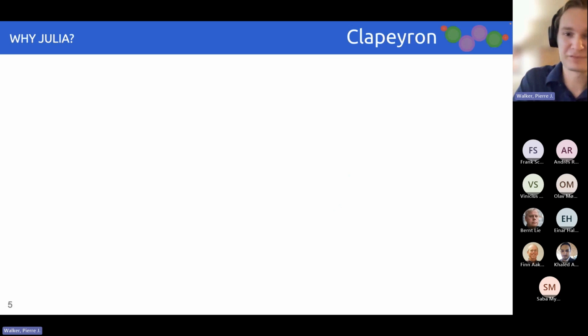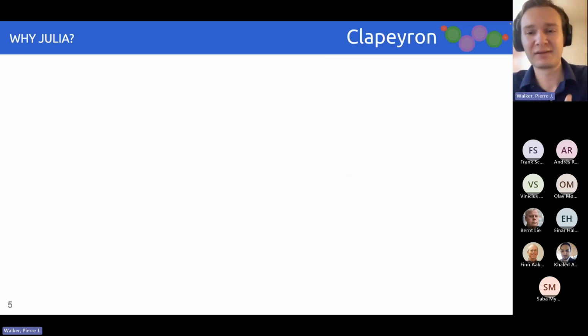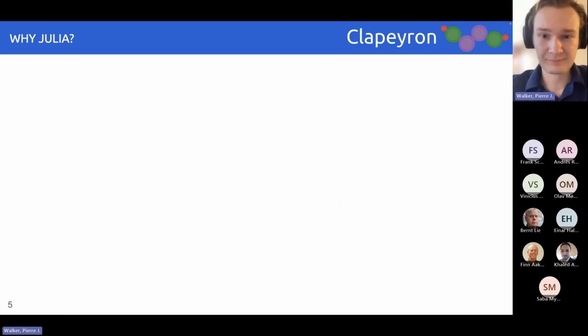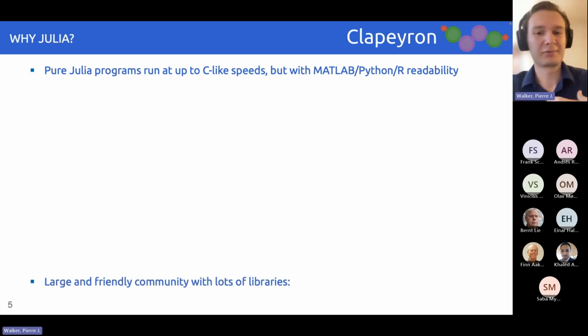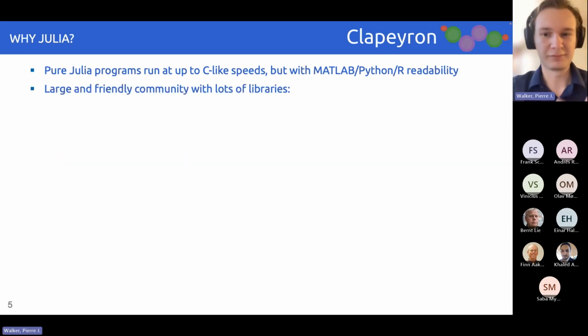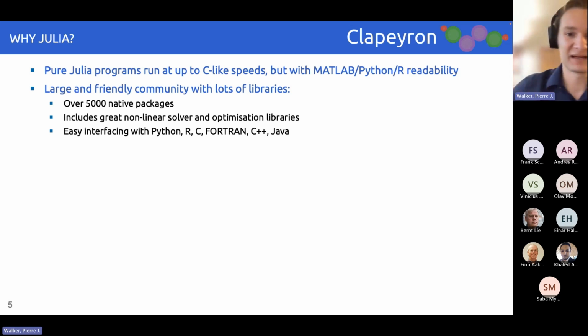Now, with most of the engineering aspects out of the way, I'll now give some brief computational details about our package. First, one question that we get asked a lot whenever we present this is why we decided to implement Clapeyron within Julia. Now, like a lot of other Julia enthusiasts, we were drawn in by the promise of C-like speeds, but with MATLAB and Python interpretability. We then quickly found a large and very friendly community with a wide range of packages and many high-performance non-native solvers and optimization libraries, some of which have been brought up in the last few talks here today.